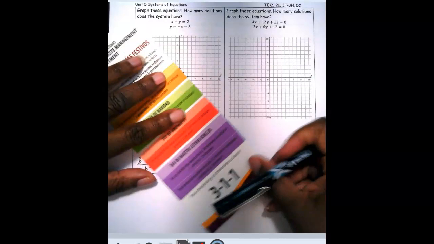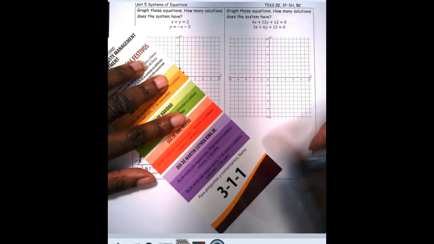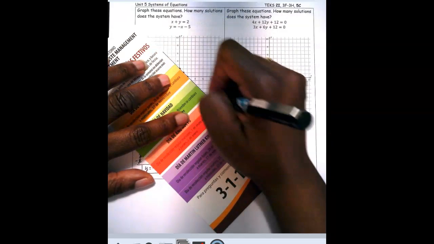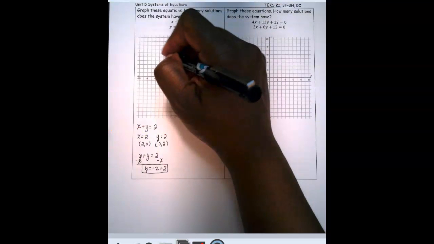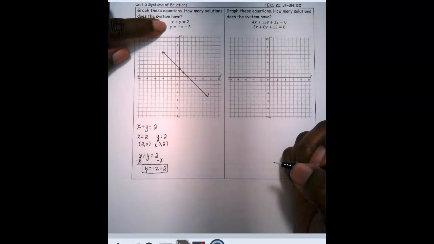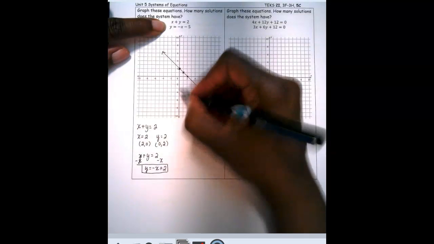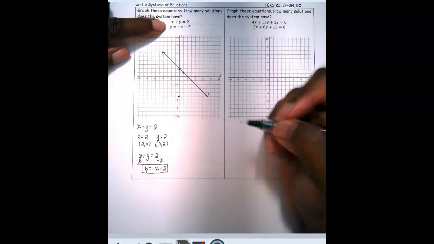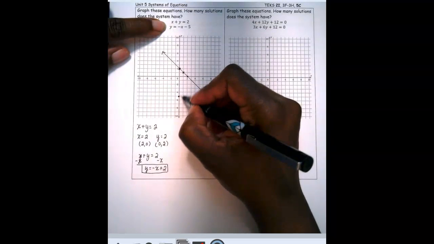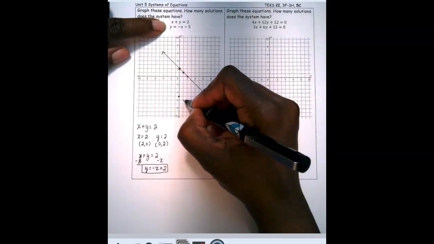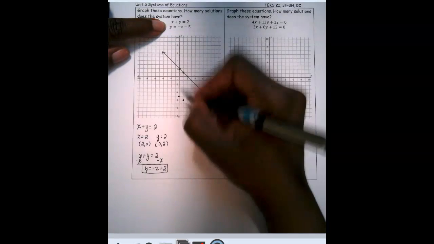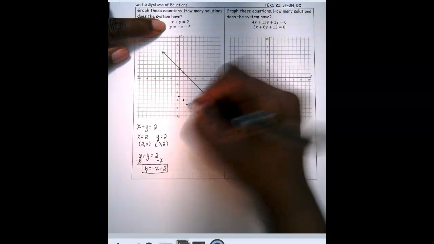It's not the most professional, but we're problem solvers, so that's what we're going to do. Oh, that's so much better. And then my second line is already in slope-intercept form. So I've got negative 5. And it's also going down 1 and to the right 1. Down 1 and to the right 1.